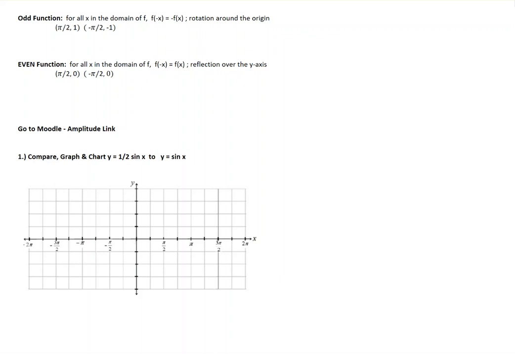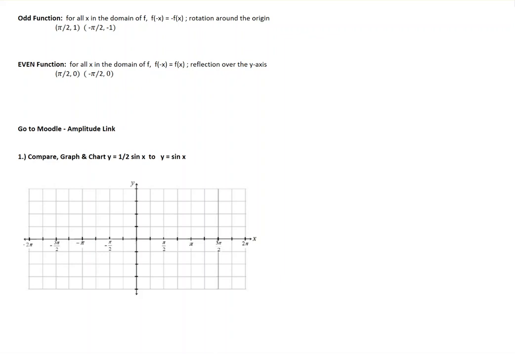Today we're going to continue on the back side of your notes, 17.1 graphs of sine and cosine functions. About a little bit past halfway through the page, it says the definition of odd function versus even function. So we have a couple definitions to go over. First one is an odd function, and what it states is for all x in the domain of f, f of negative x equals the opposite of f of x. Basically what that means is there's a rotation around the origin. I'll show you that in just a second.